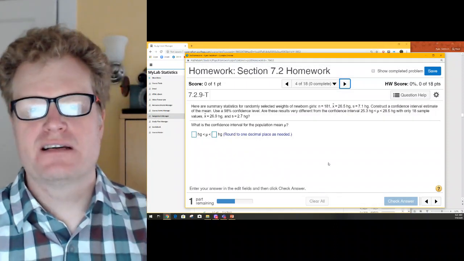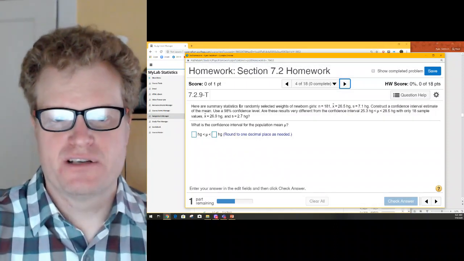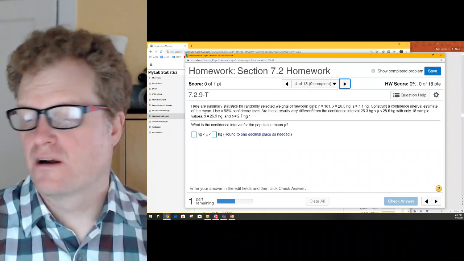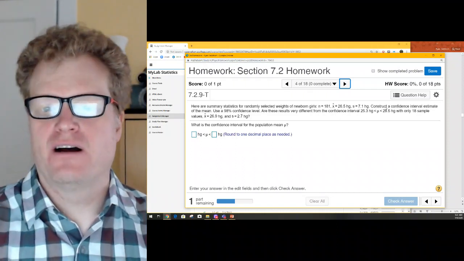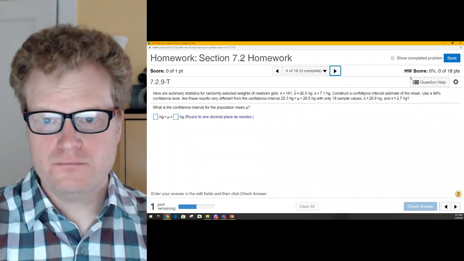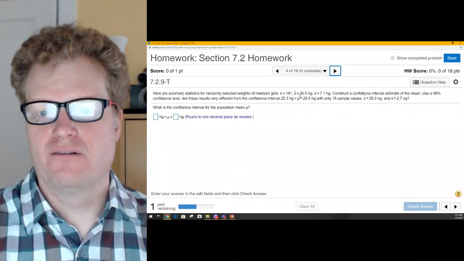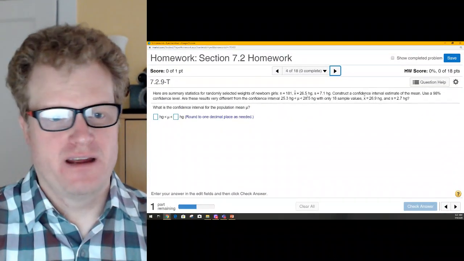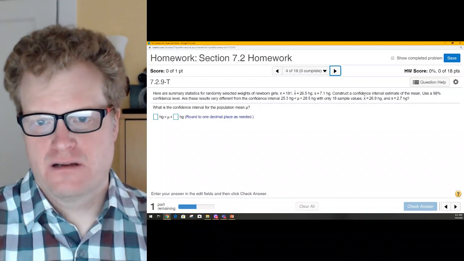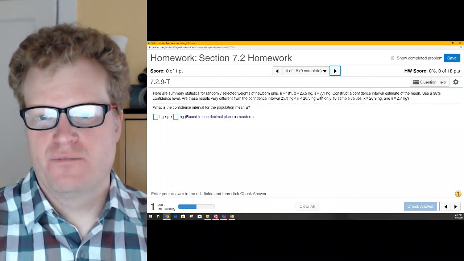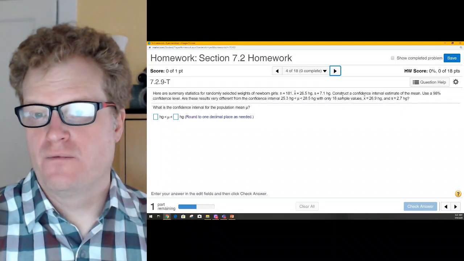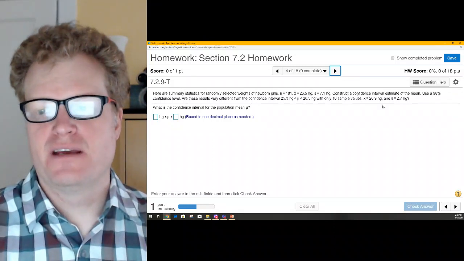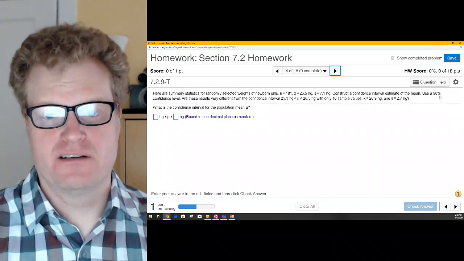Okay, so here's an example where we have our summary statistics for randomly selected weights of newborn girls. We have an N of 181, a sample mean of 26.5, and a standard deviation of 7.1. Then we're going to construct a confidence interval estimate on the mean, and we're going to use a 98% confidence interval.